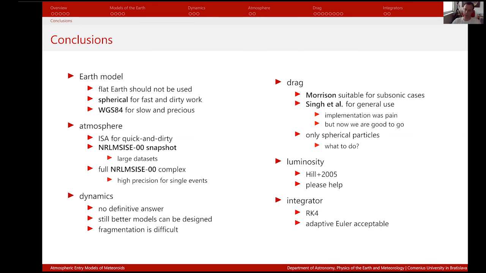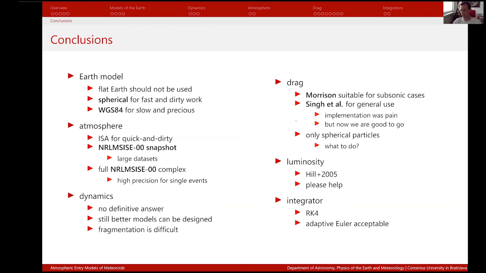For large data sets, use one snapshot. For high precision work, just export it for the precise time and work with this. With dynamics, I'm very unconvinced that this can be improved very easily by me, but apparently at least Peter Brown's group is doing some very good work. So I'll be getting in touch with you, I hope. For drag, Singh et al. is the best model, definitely. The author has confirmed it, and comparison to other models is very hopeful for me.